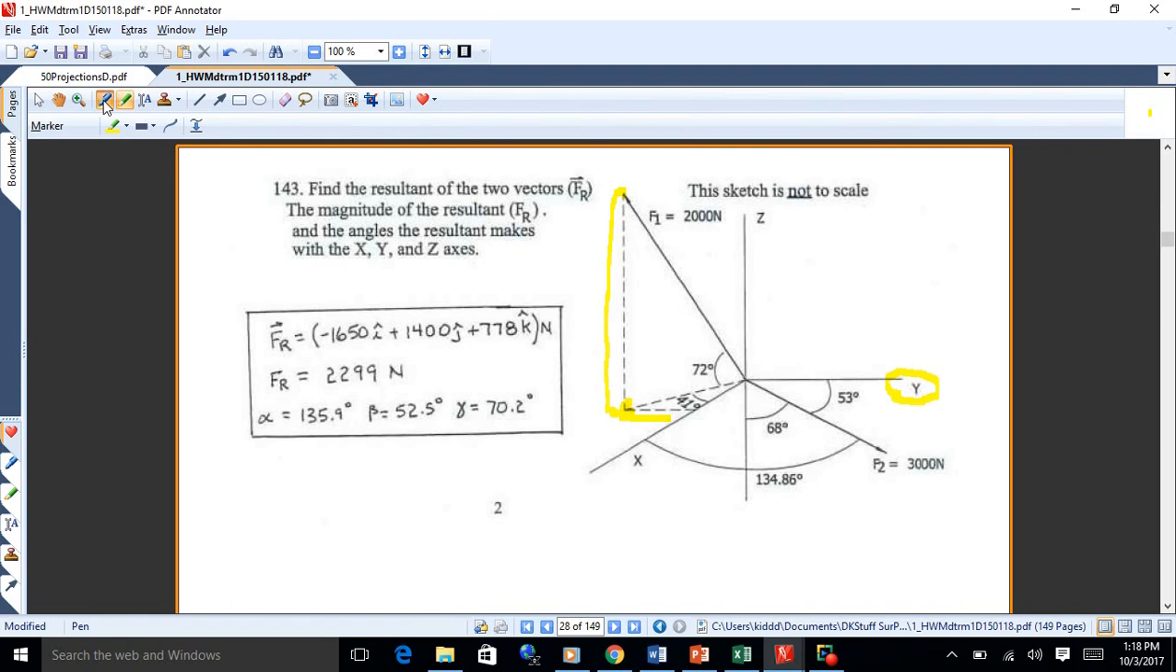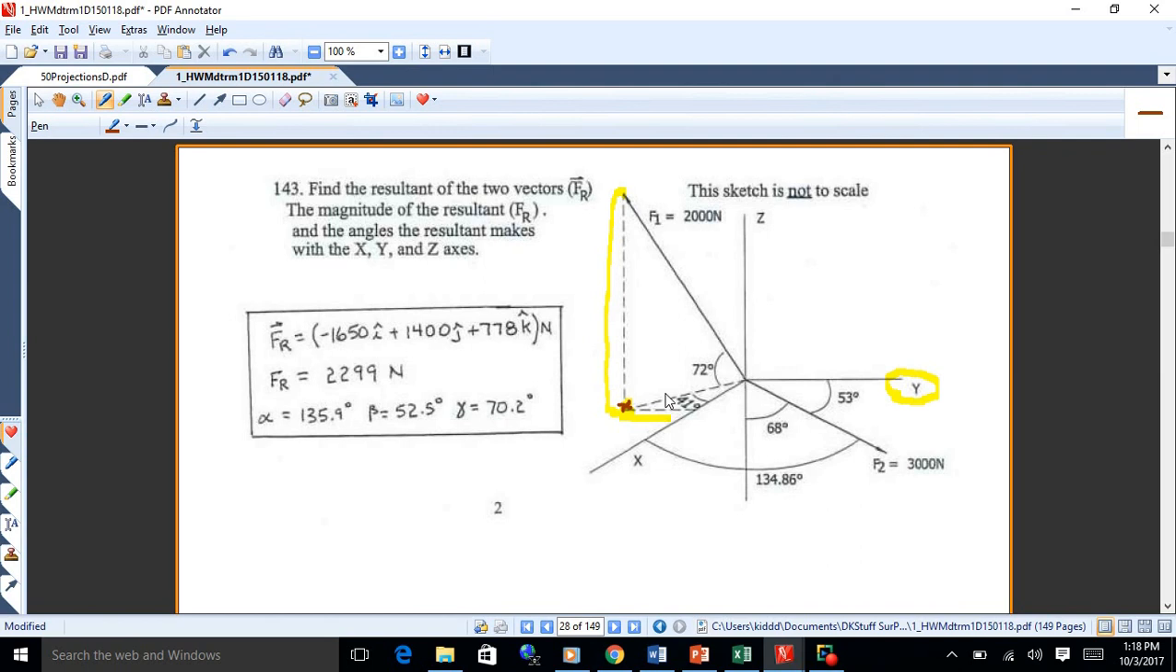Okay? So that's the reasoning behind that, and you just want to recognize this. So that point right there is in the xy plane, right in there, okay? All right.